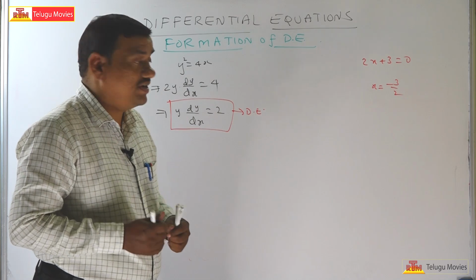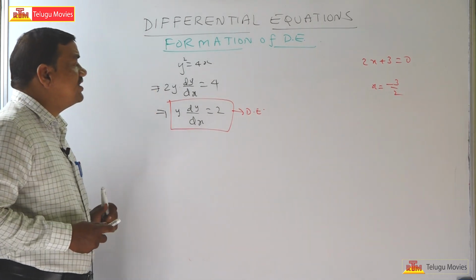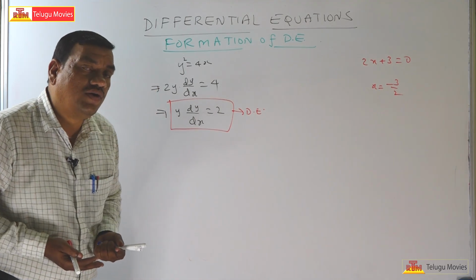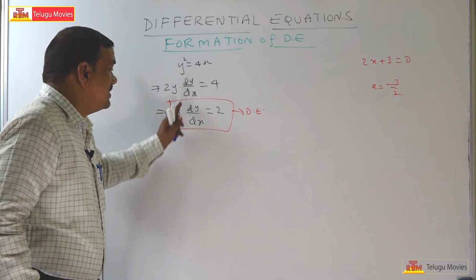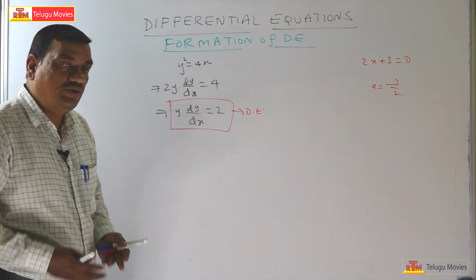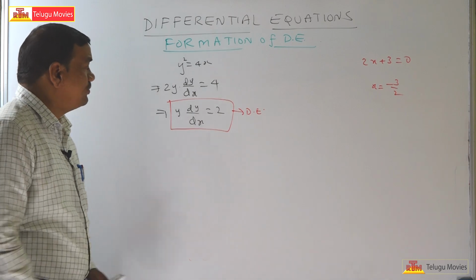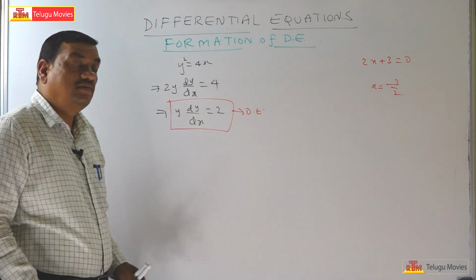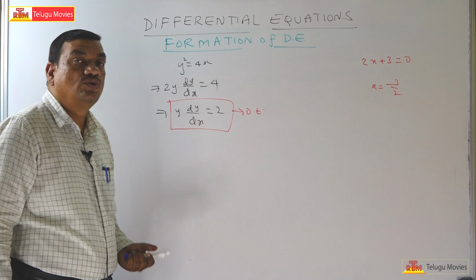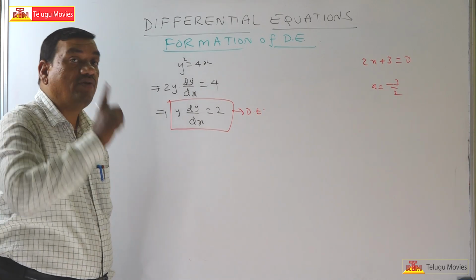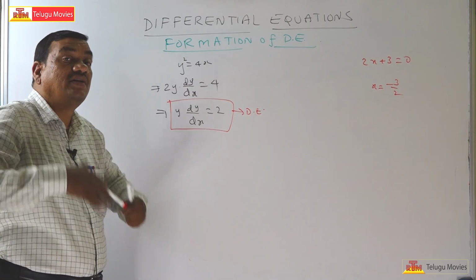That's why x is equal to minus 3 by 2 is called the solution of that equation. Now, for this differential equation, how do we find the solution? In place of dy by dx, if you substitute 2 by y, then y will get cancelled, and we get 2 is equal to 2. That means 2 by y is one of the solutions. Then how to get the remaining solutions?